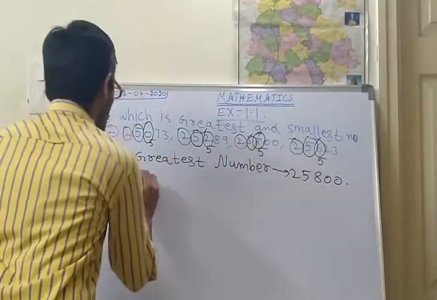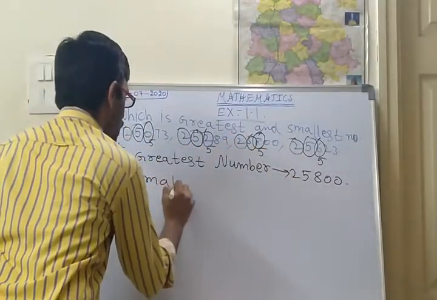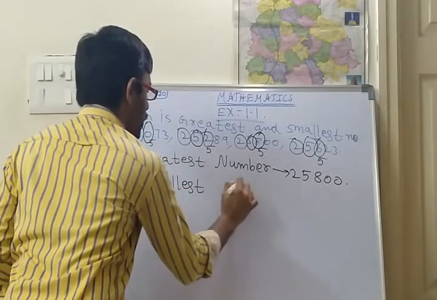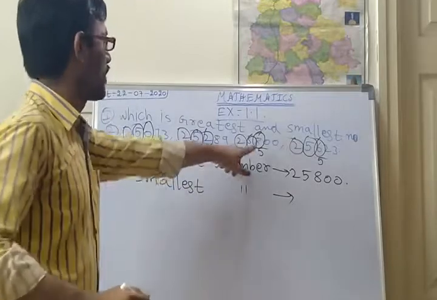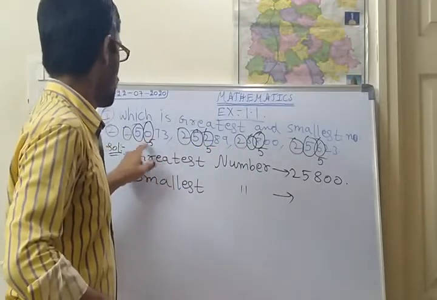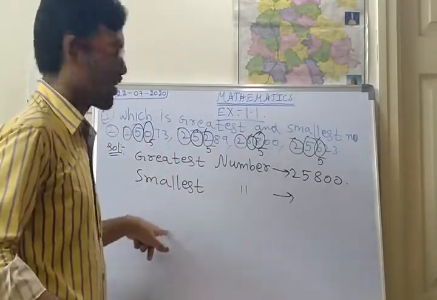Okay. So now the smallest number. What is the smallest number? We shall see. The smallest number will be compulsory. So here 0 is it. So we have seen that 0 is the smallest digit.